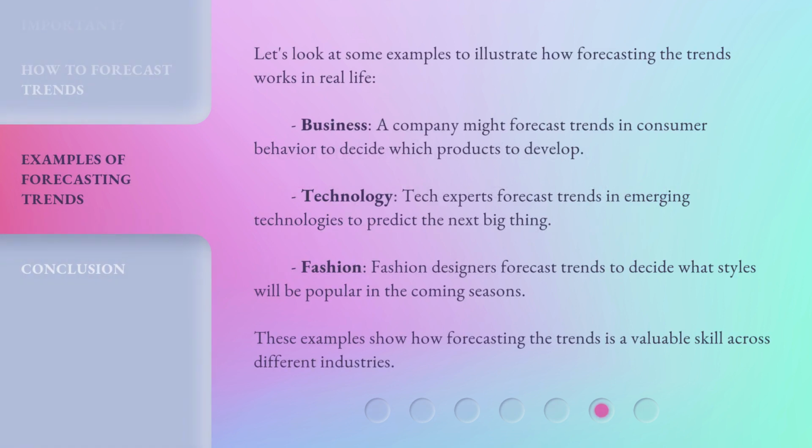Let's look at some examples to illustrate how forecasting the trends works in real life. Business. A company might forecast trends in consumer behavior to decide which products to develop. Technology. Tech experts forecast trends in emerging technologies to predict the next big thing. Fashion. Fashion designers forecast trends to decide what styles will be popular in the coming seasons. These examples show how forecasting the trends is a valuable skill across different industries.